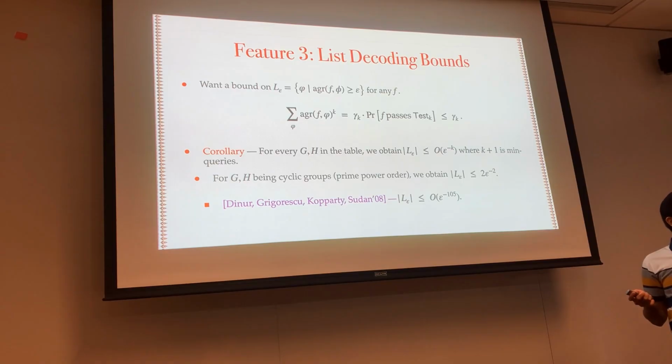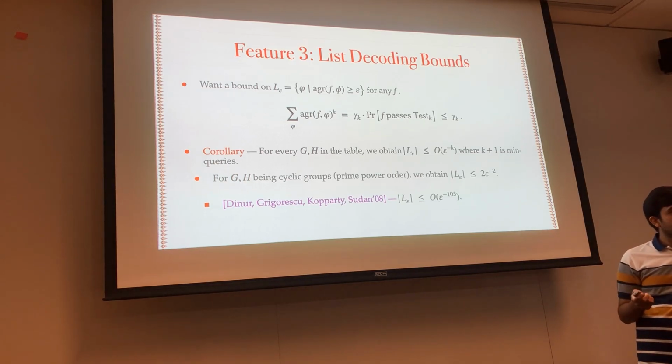It's a natural coding theory problem when G and H are just different cyclic groups. The way I think about it, the alphabet is like H, and the codewords are indexed by G. Indexed by G, yes.